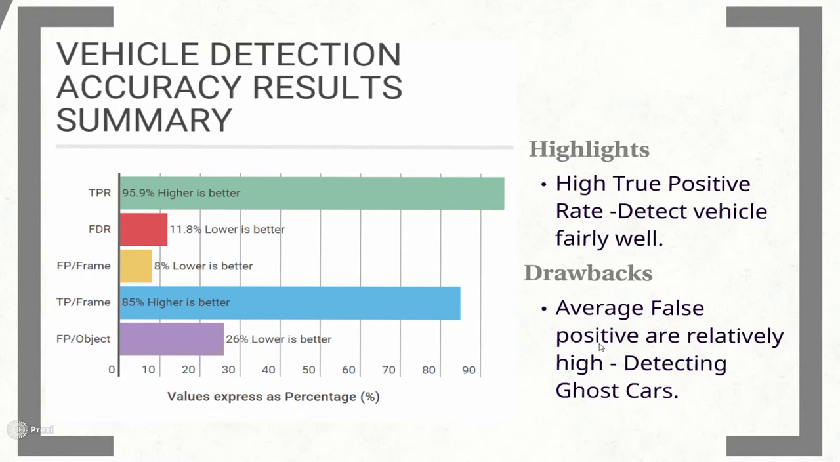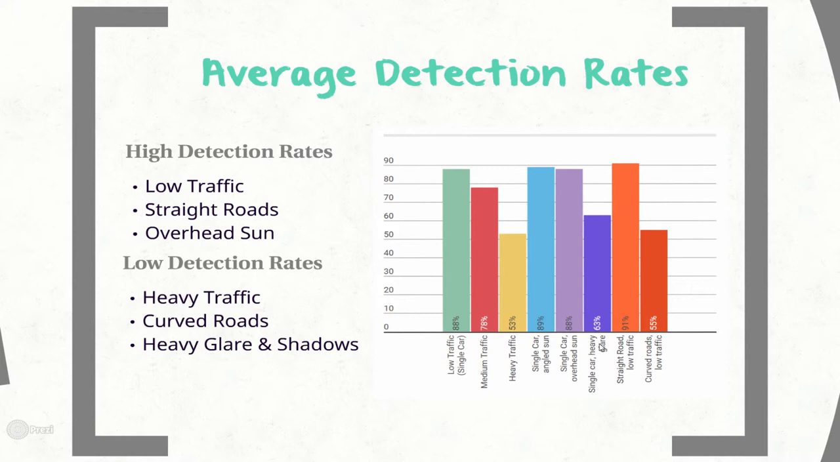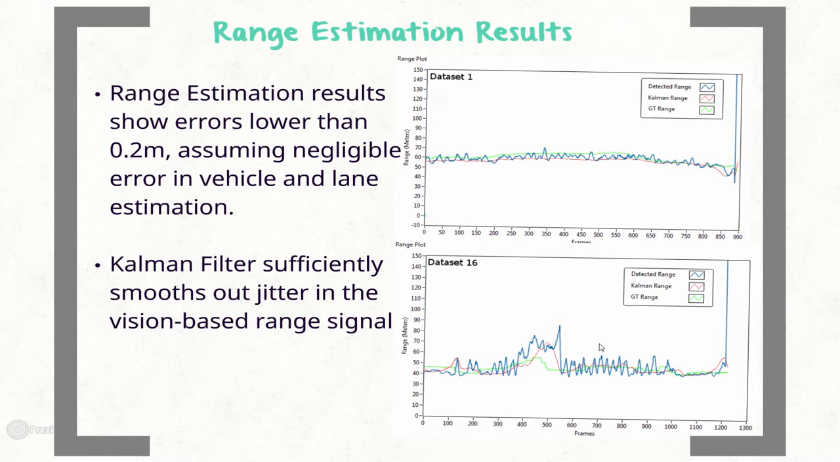Looking at our average detection rates, to summarize, we basically get high detection rates when we have low traffic, straight roads, and overhead sun. We get low detection rates when there's heavy traffic, curved roads, heavy glare, and shadows. Looking at our range estimation results, we get really good results. We get errors of lower than 0.2 meters, and this is assuming negligible error in our vehicle and lane detection algorithm. And this is for a range of 0 to 100 meters.